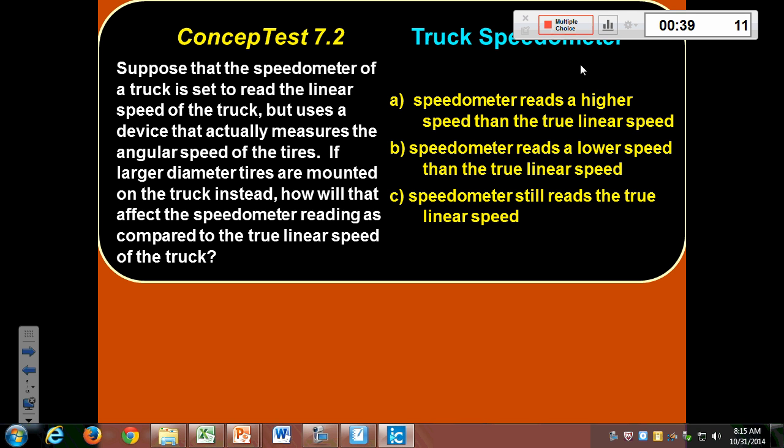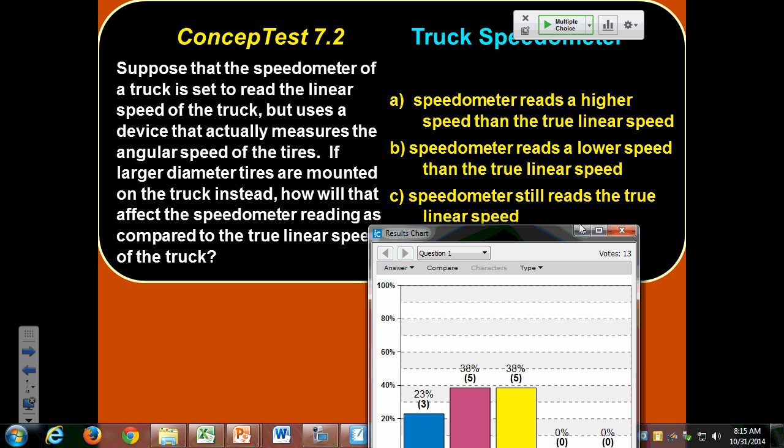I'll stop at 45. Just guess if you don't know. Still missing something like that. All right.